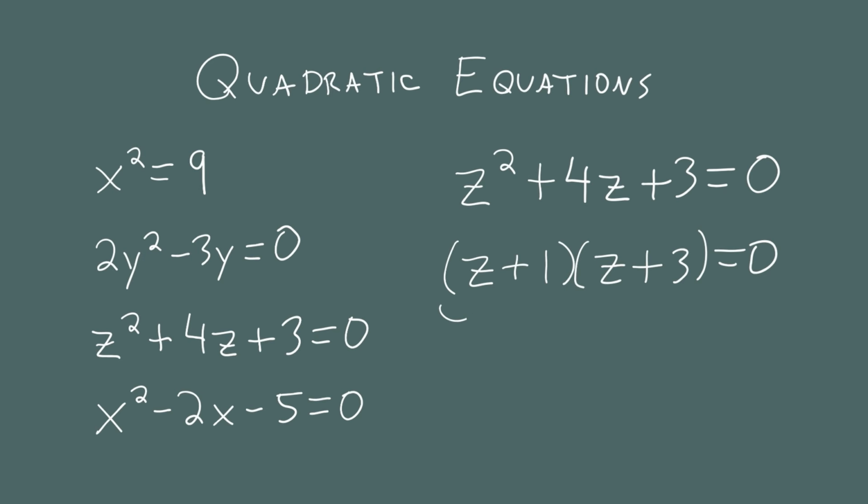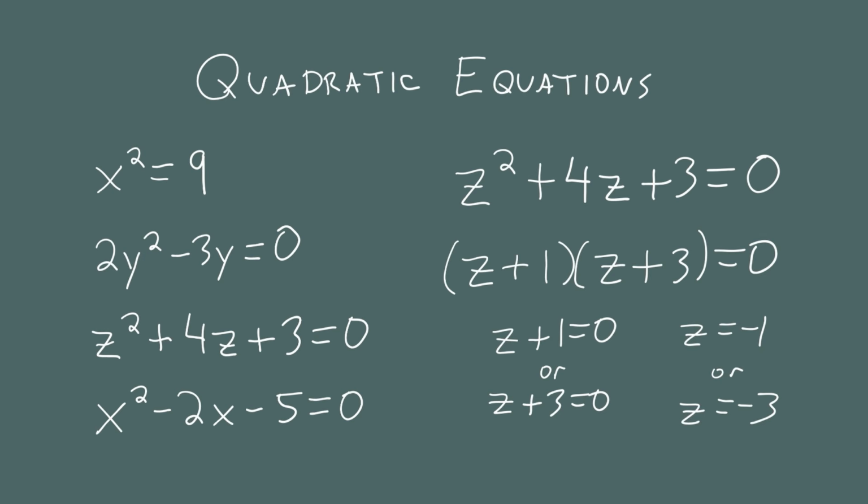The first term is z plus 1, and the second term is z plus 3. Well, if their product is 0, one of them has to be 0. So we get z plus 1 equals 0, or z plus 3 equals 0. You solve both of these, and you get z equals -1, or z equals -3. So the technique here, factoring, is the same technique that we use to solve the second equation.